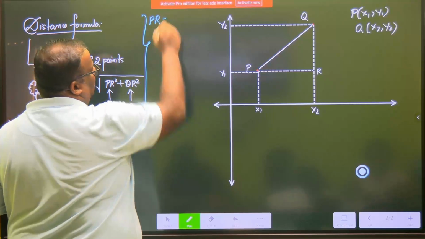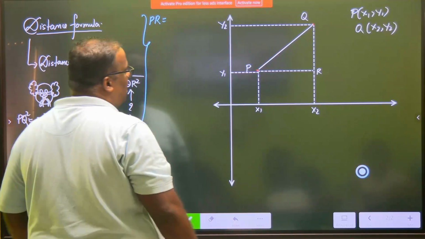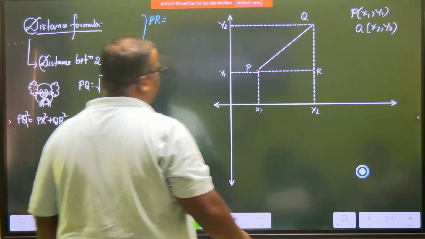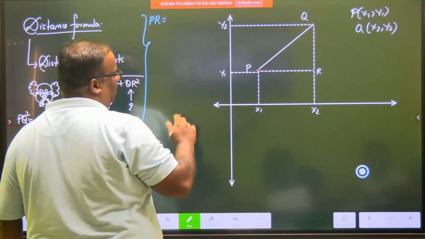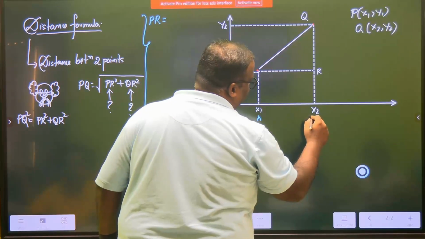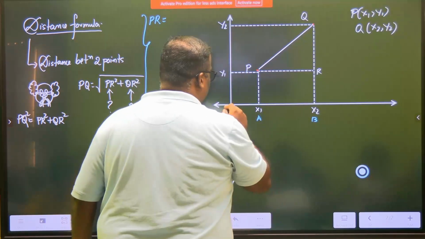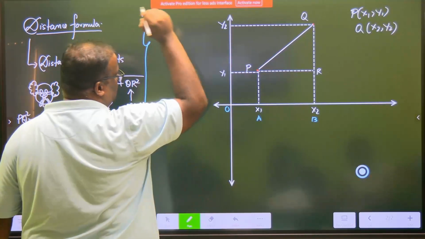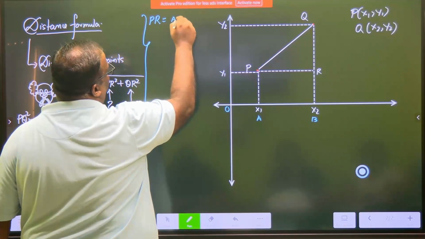Okay, PR. Let's look at PR. अच्छा बोला तो PR क्या है? PR को अगर हम देखें, right? And let's give some more names. This is point A, this is point B, okay? And this is my origin O. Is PR not equal to AB?